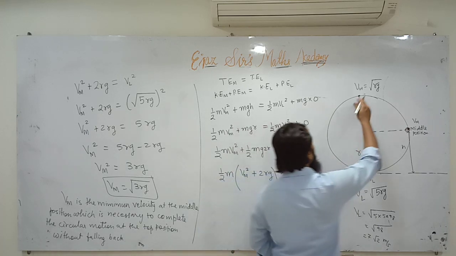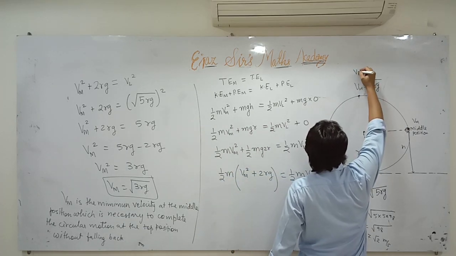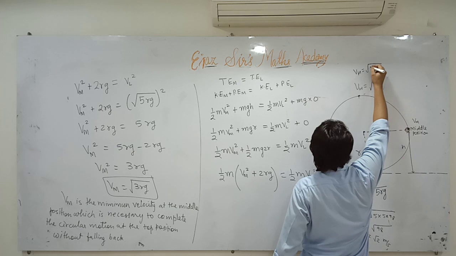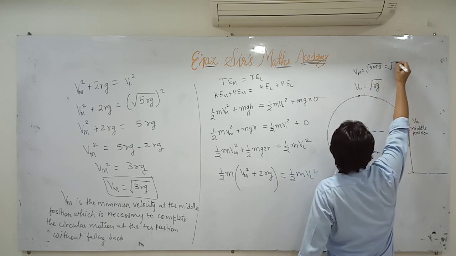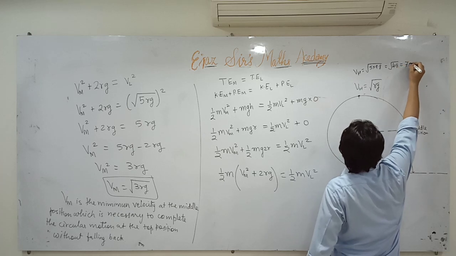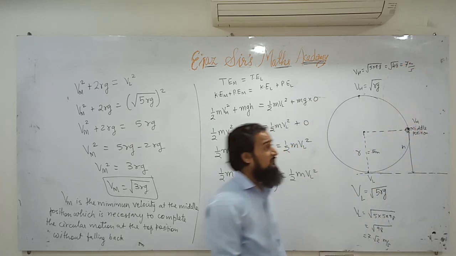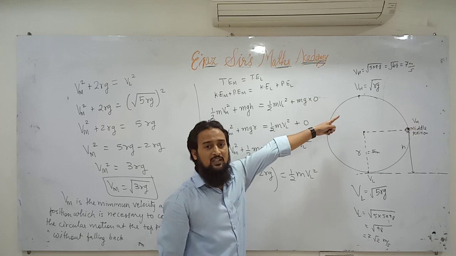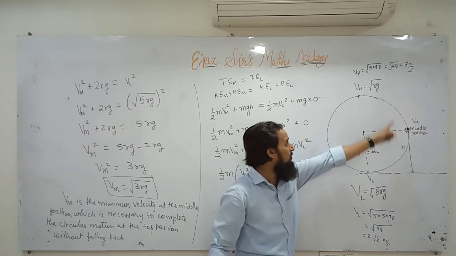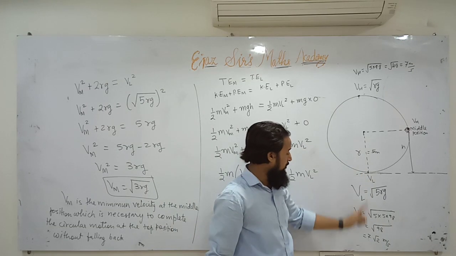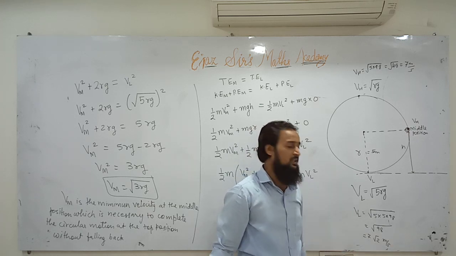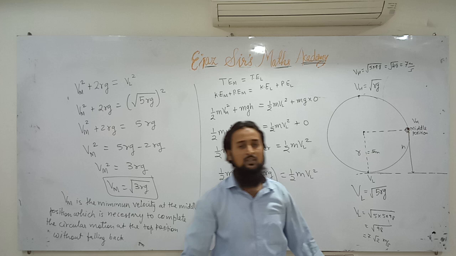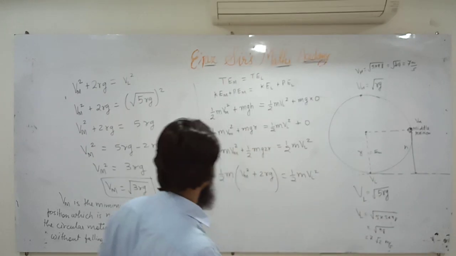At the highest position, the person's minimum velocity should be root of 5 into 9.8, which is root 49, which will be 7 meters per second. If the person's velocity at the highest point is less than 7 meters per second, the person will not be able to complete the circle. If at the lowest position the person's velocity is less than 7 root 2 meters per second, the person will not be able to complete the circle. Understood? Note down.